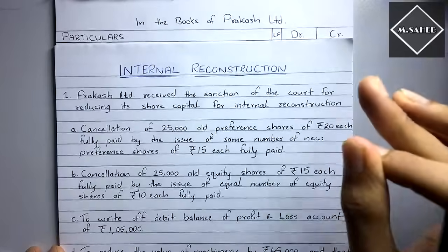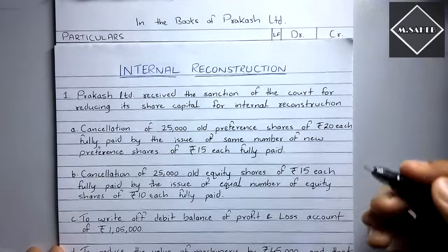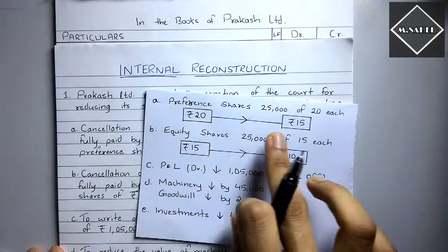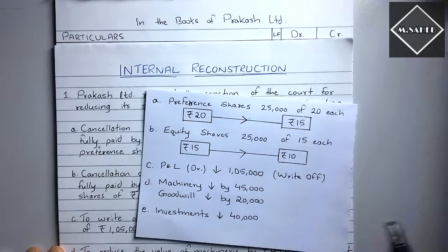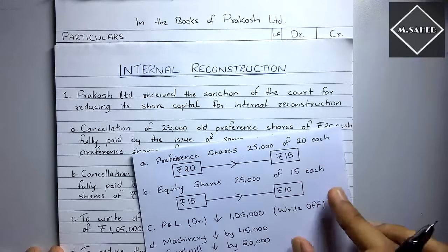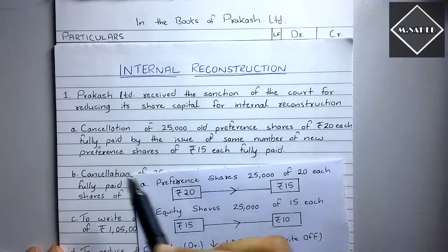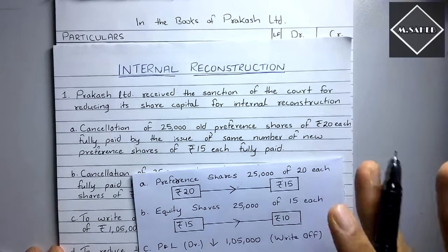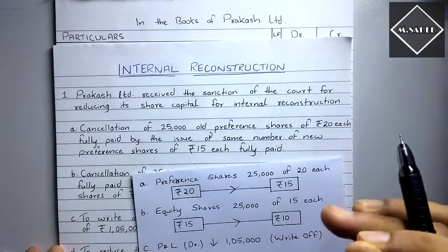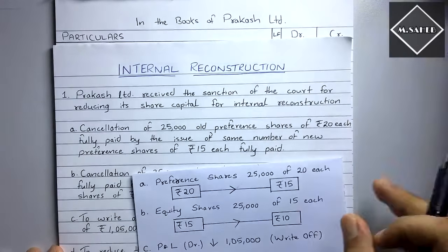Whenever they say change in face value, reduction in face value from 20 to 15, that's what's happening over here. From 20 they reduce the share value to 15. Now they said to pass the journal entry for that. Here they have specifically said cancellation, but in the exam they will not give cancellation, they will just say the face value has been reduced. So whenever you come to know the face value has been reduced, you have to scrap off the old shares, you have to cancel the old shares.